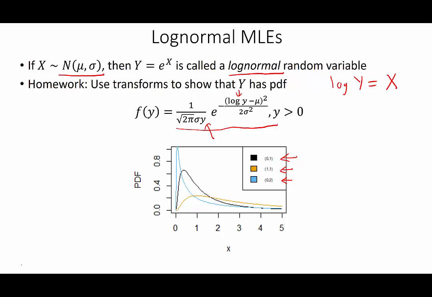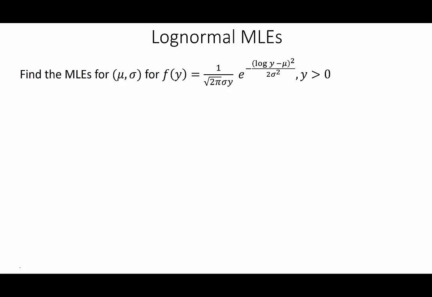Now, to find the MLEs for mu and sigma, it's just an exercise in doing some algebraic manipulation, as I like to say. So we'll start off noting what the PDF is, and then we'll just write out the likelihood function. And I encourage you as we go through this slide to pause as you need to and work out some of the simplifications for yourself, because I'm going to be ignoring some steps.